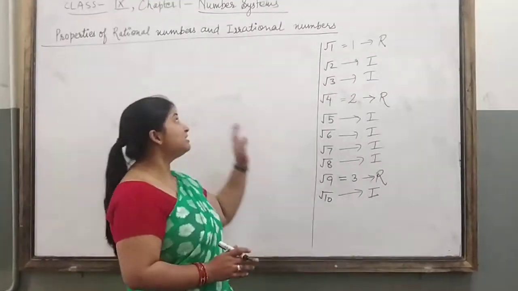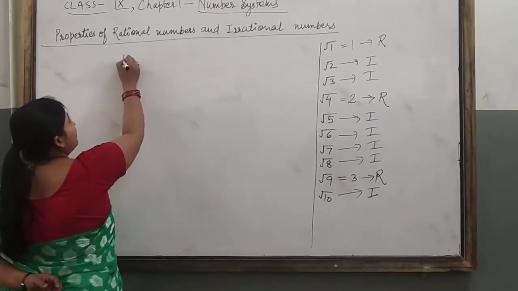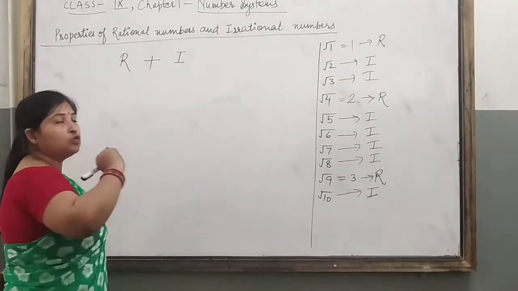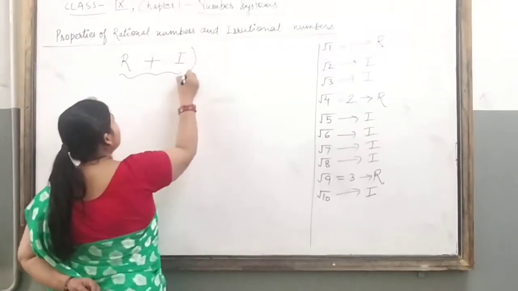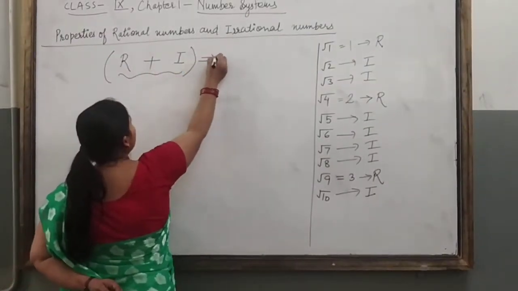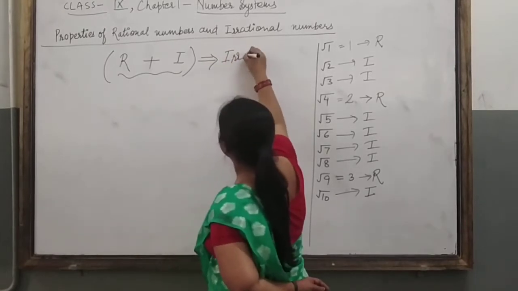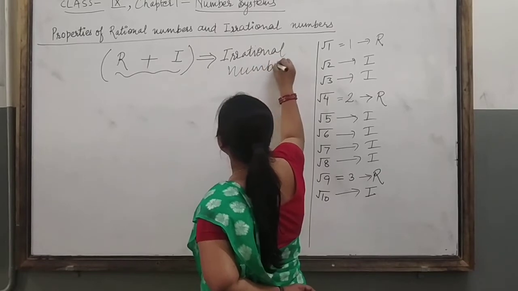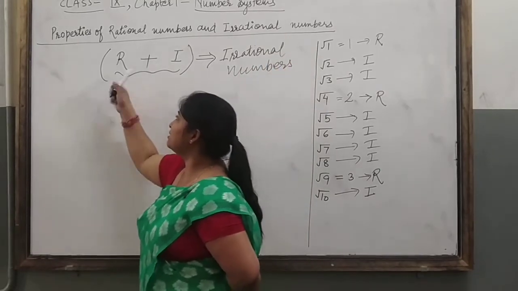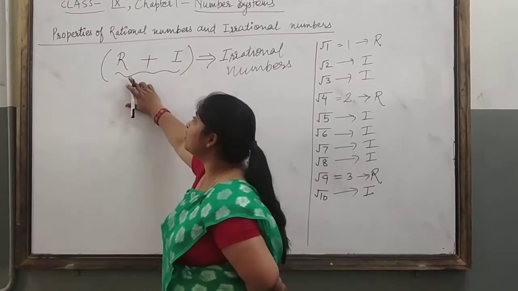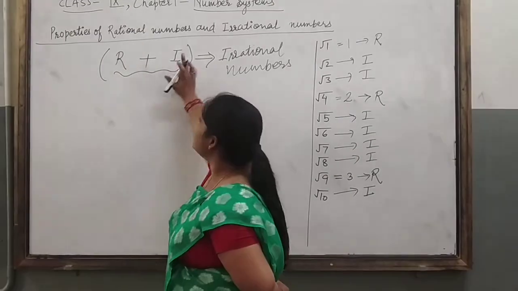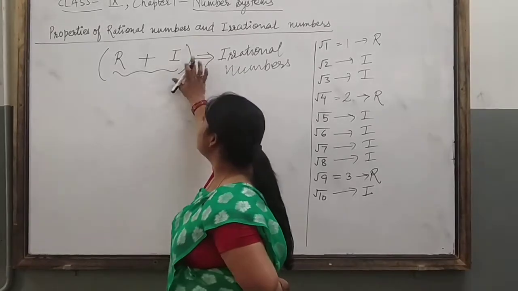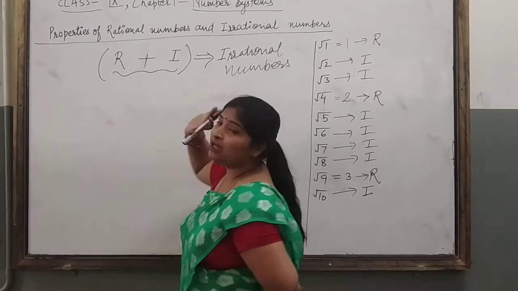What does it say? Whenever there is a rational number and an irrational number, and they are added, what can we say about the whole number? The whole number will show the property of an irrational number. When there is a rational number and we add some irrational number to it, then the whole will become an irrational number.